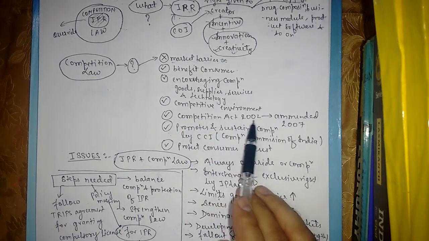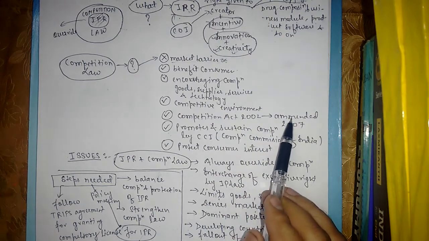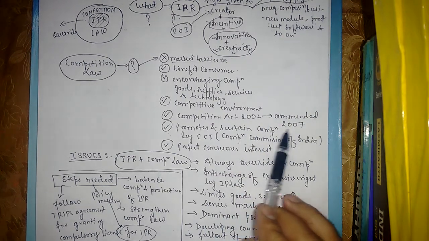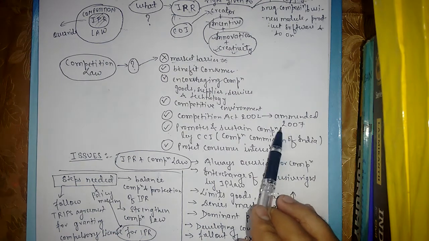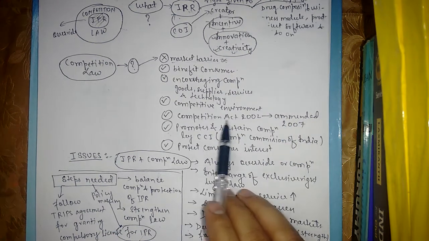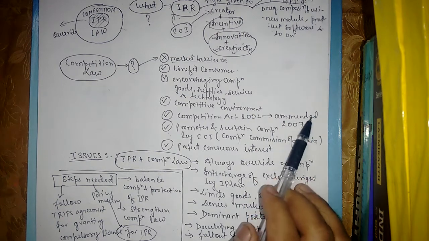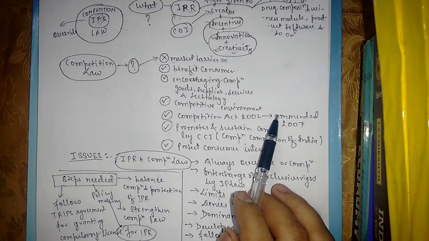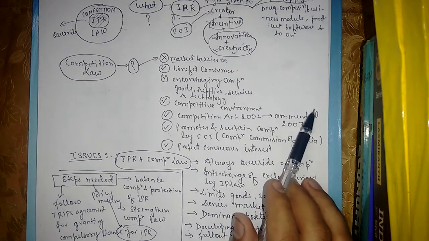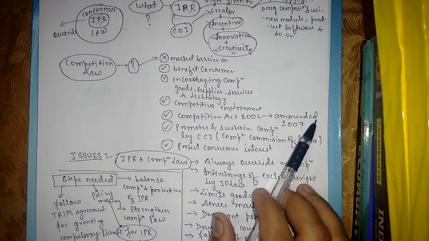The Competition Act 2002 came into the picture, which was later amended in 2007. Right, in 2007 the Competition Act 2002 was amended. Definitely, amendments come in constitutions. How does an amendment come into the constitution, right? It simply comes to mind how an amendment comes to the picture.